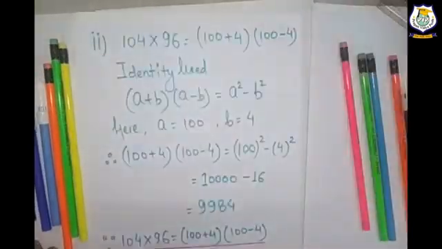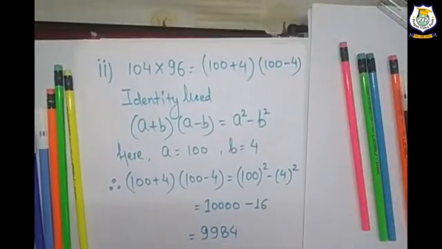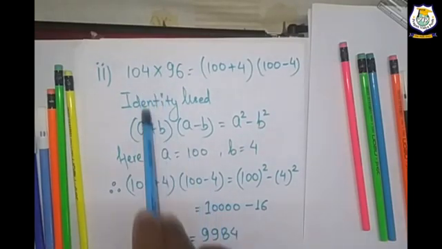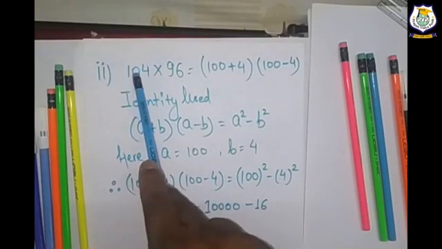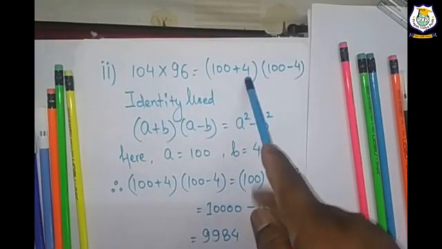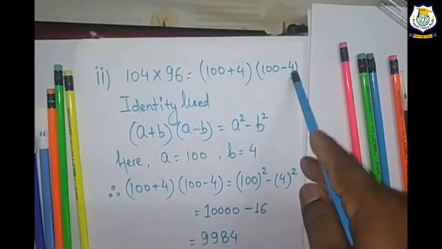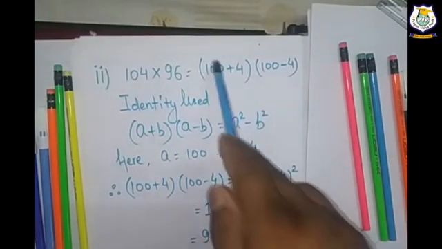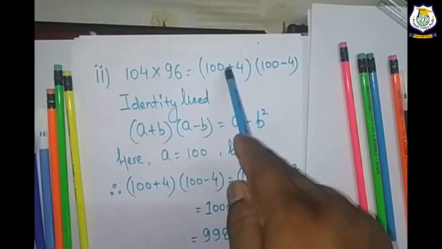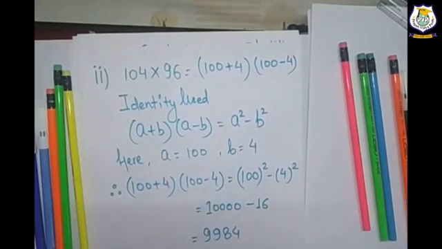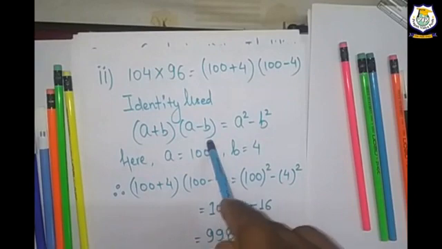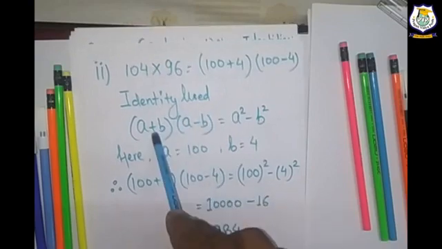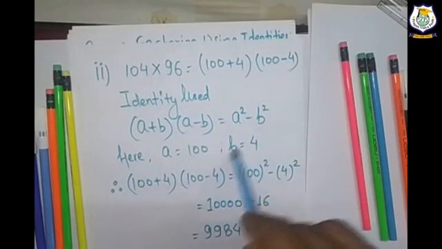Now, take another example. Suppose we have the question 104 multiplied by 96. When we convert 104 to its nearest hundred place, we get 100 plus 4, and 96 can be written as 100 minus 4. This is again similar to the terms a plus b and a minus b. Both are the same terms but with different signs. That's why we are using this identity: (a plus b) into (a minus b) equals a square minus b square. Here a is 100 and b is 4.